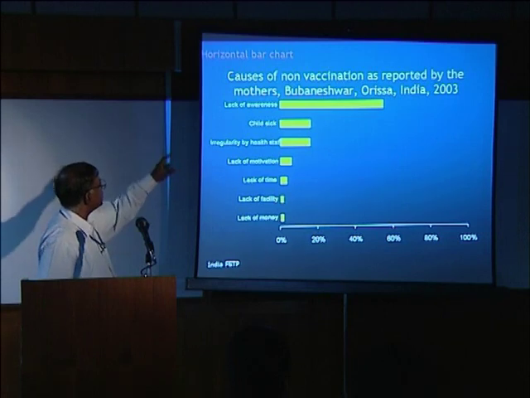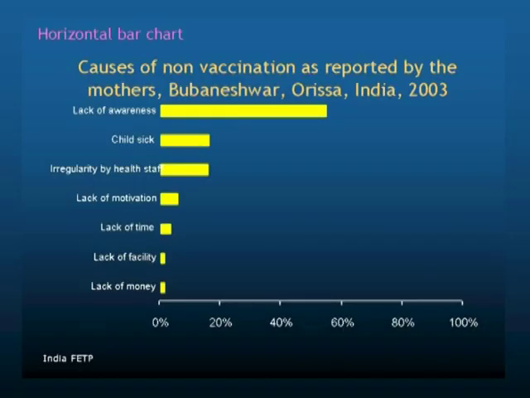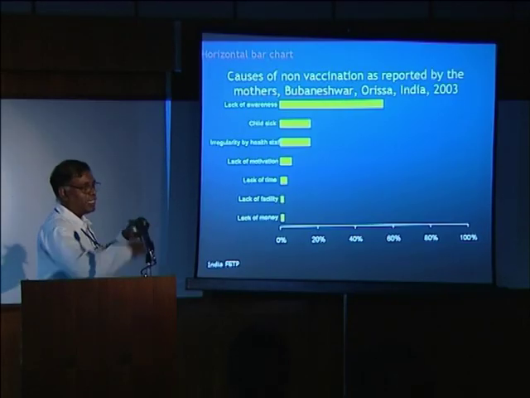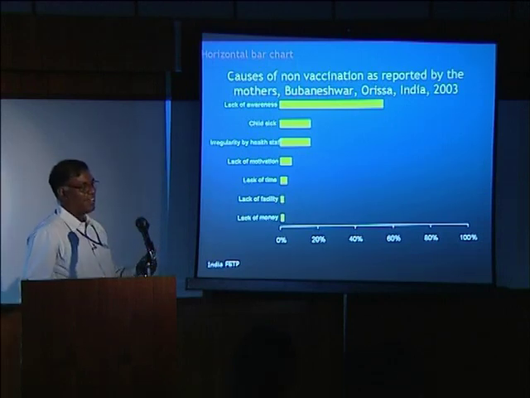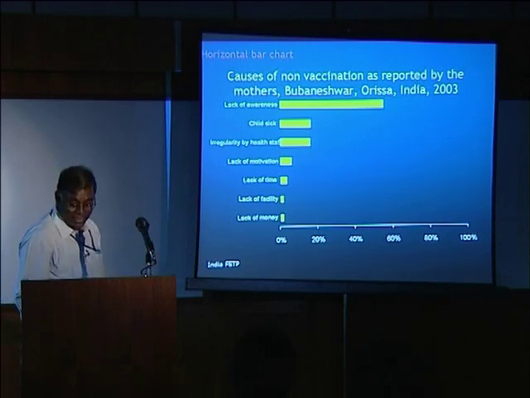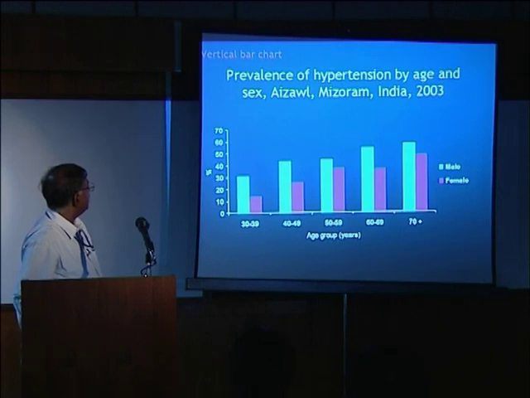Say, for example, causes of non-vaccination as reported by mothers in Bhubaneswar. Lack of awareness, child sick. So you have different causes. If you want to compare, the maximum is lack of awareness. It is the main reason for not vaccinating their children. By age and sex in Aizawl, Mizoram.